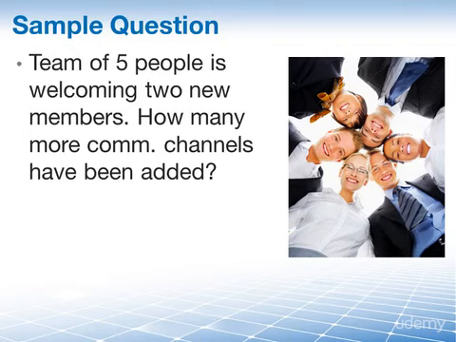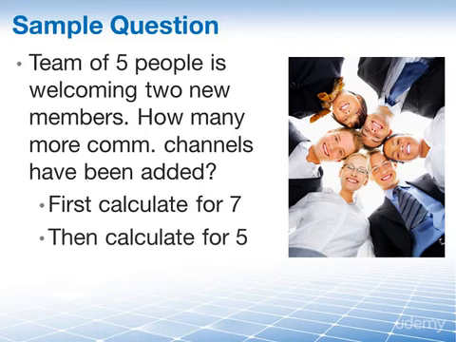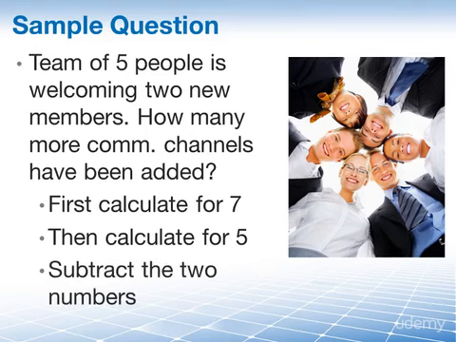Well, in order to answer this, you have to first calculate the number for a 7-people team. That's the final status. 5 plus the 2 new, that's 7. So 7 times (7 minus 1) divided by 2. Then you calculate it for the original number of 5. 5 times (5 minus 1) divided by 2. And then you simply subtract the 2 numbers. And I'll let you figure that one out on your own.